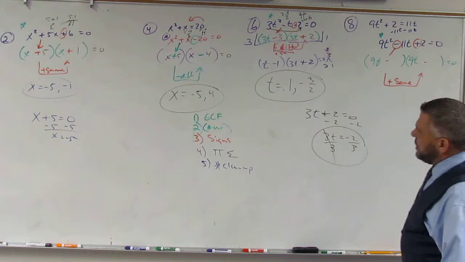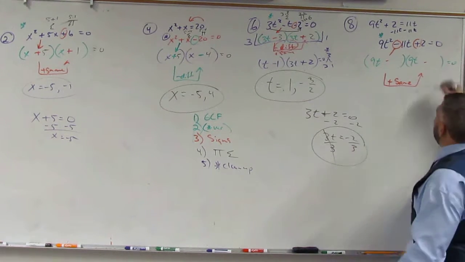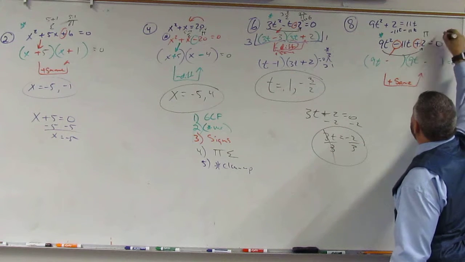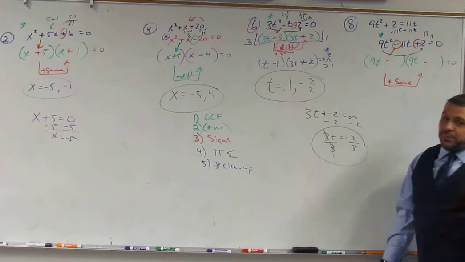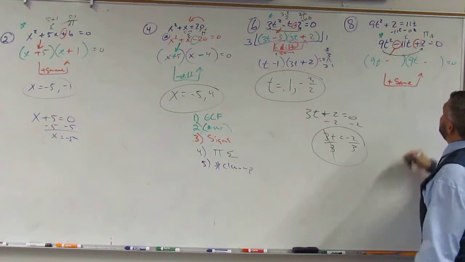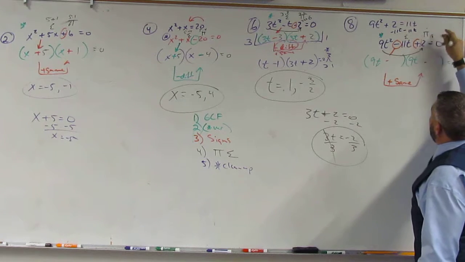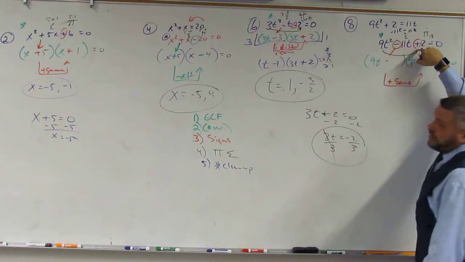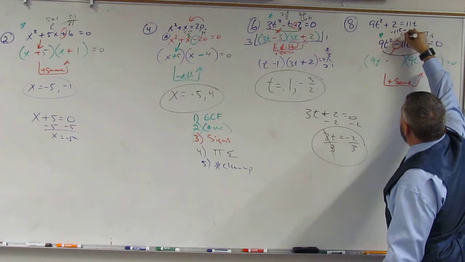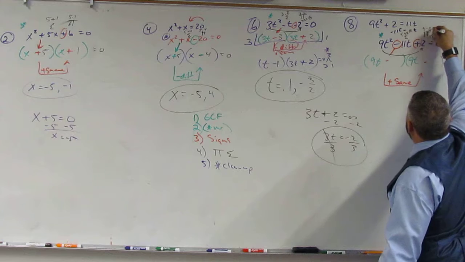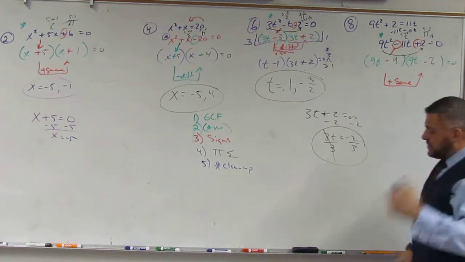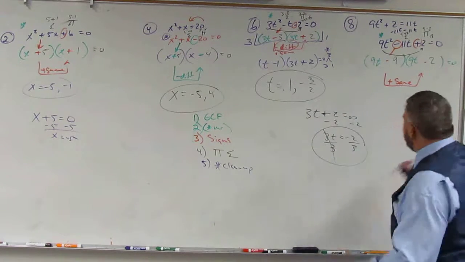Alright, next. Product and sum. The product is the first number times the last number. So 9 times 2 is 18. That's your product. Your sum is the middle number. So we need two things that multiply to be 18, but they add, in this case, always that second sign, to be 11. So 9 and 2. And then, because our star was 9, right?